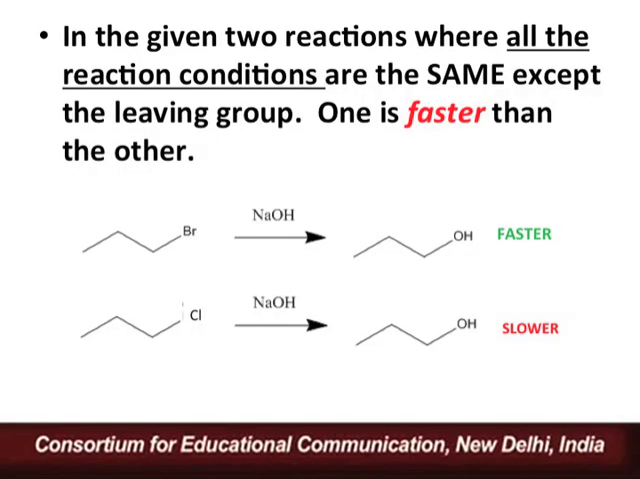Now let us consider the given two reactions where the reaction conditions are the same except the leaving group. The first reaction is significantly faster than the other because in the first reaction the leaving group is an excellent leaving group.